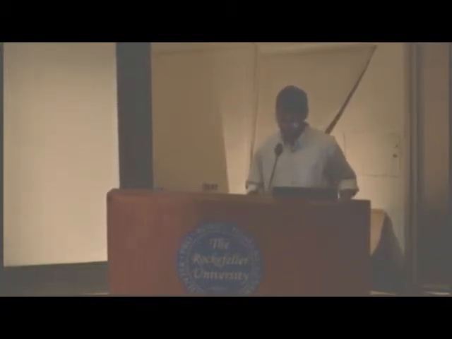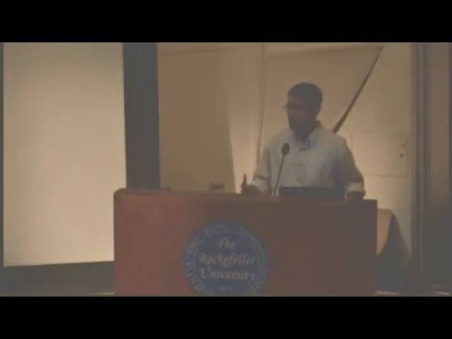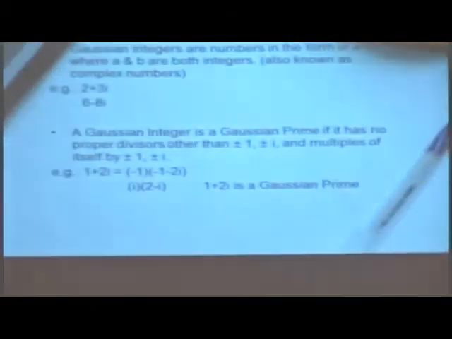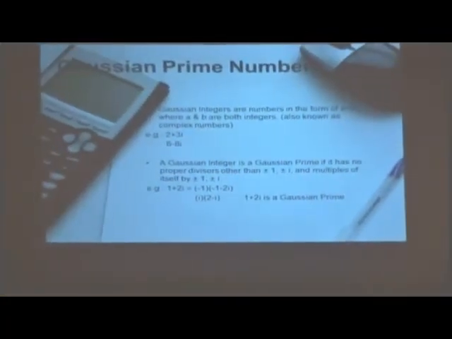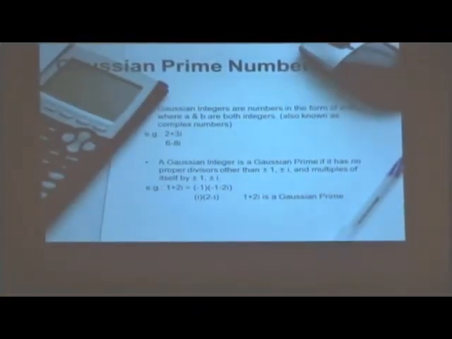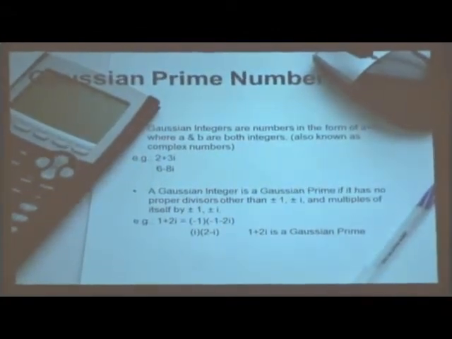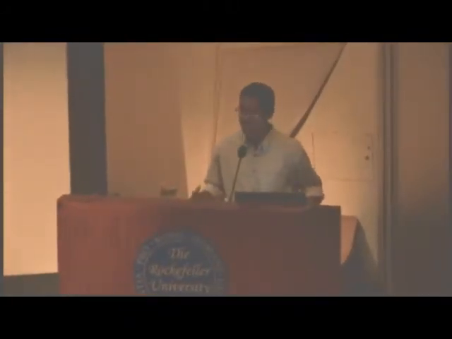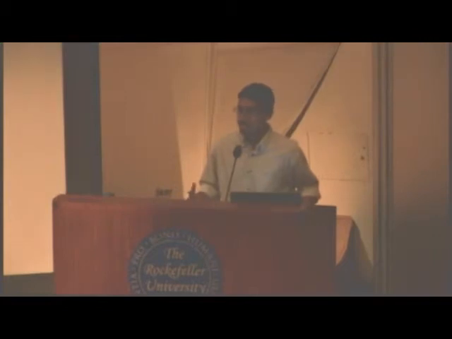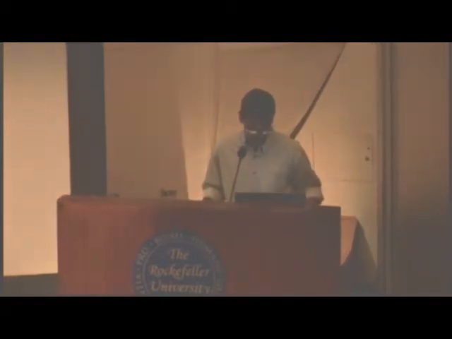So our current research is taking that whole notion of prime number races and applying it to entirely different sets of numbers. The sets of numbers that we worked with are called Gaussian integers. Gaussian integers are numbers of the form a plus bi, and for those of you who are familiar with it, they're also known as complex numbers. So, for example, 2 plus 3i or 6 minus 8i would be considered Gaussian integers. They're just our standard complex numbers.